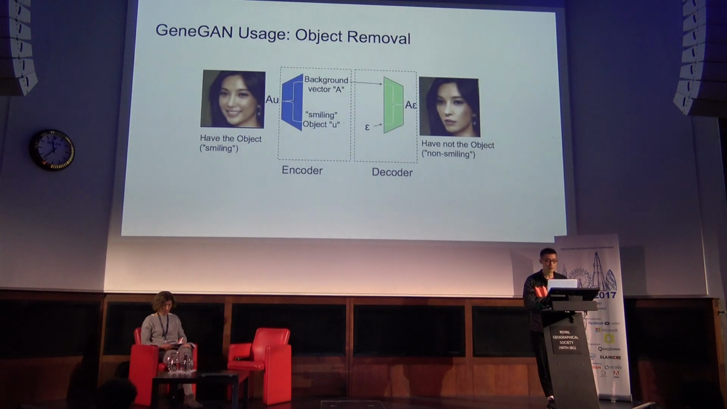Before diving into the training of GeneGAN, we will play with the decoder for a while and get familiar with it. For example, we can remove an object by supplying the non-object instead of the original object to the decoder. The background information will be preserved while the object is removed. In this example, we are able to make a non-smiling face using GeneGAN.